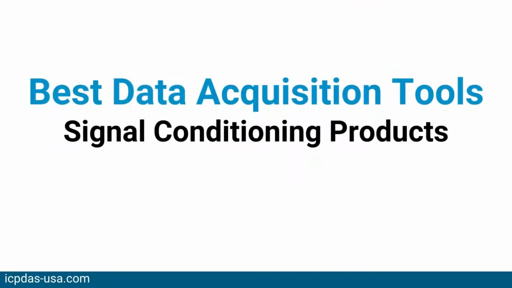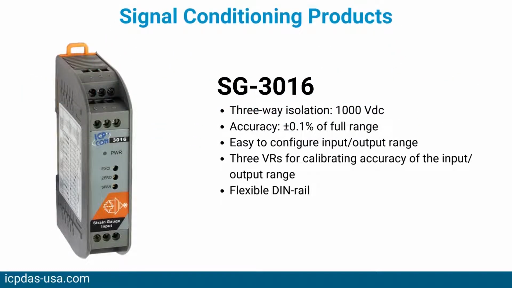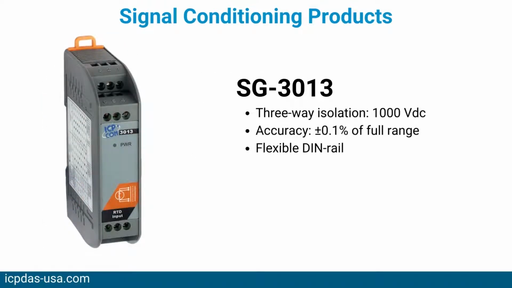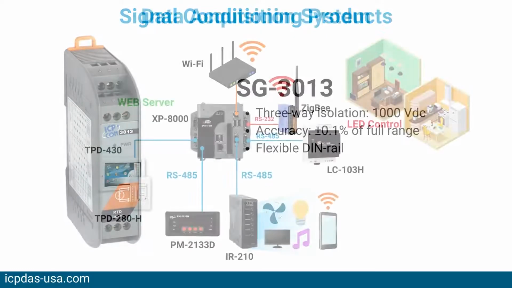Signal conditioning products manipulate the analog signal to simplify processing or acquiring of the signal. The SG3016 is a strain gauge input to voltage or current output. The SG3011 is an isolated thermocouple input module with optical isolation. It provides voltage or current output. And the SG3013 is an isolated RTD input module that provides voltage or current output.